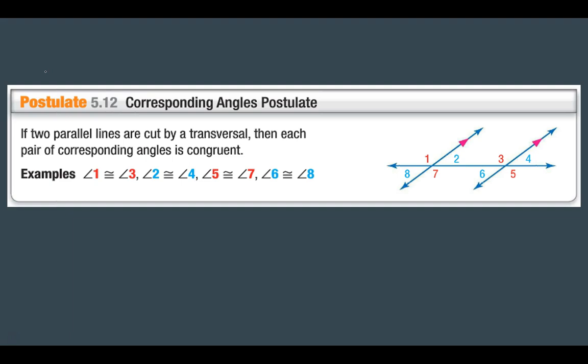So, corresponding angles postulate. If two parallel lines are cut by a transversal, then each pair of corresponding angles is congruent. So in this example, as you can see, these little arrows mean parallel. These pink ones mean that they're parallel to each other. So I'll make a little note.